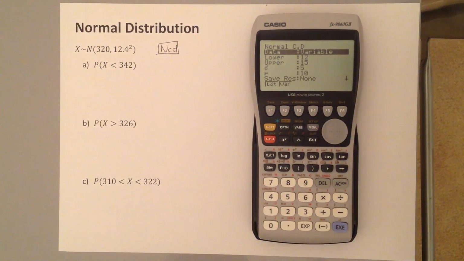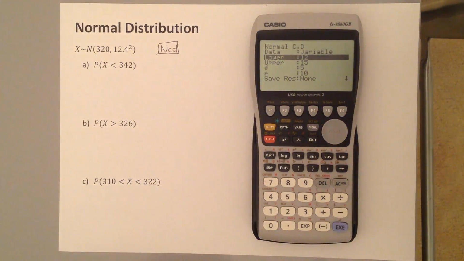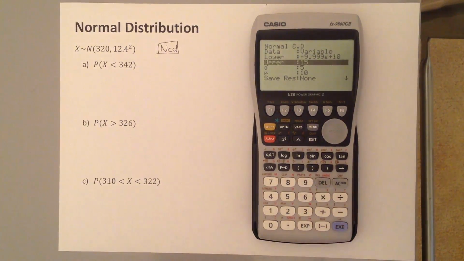So in this first question, we want the probability that x is less than 342. So that's anything from 342 downwards. So technically our lower bound will actually be minus infinity. Now we can't type minus infinity into the graphical calculator, so we just need to put in minus a big number. Easiest way to do this is minus and lots of nines. Our upper bound then will be 342. Our standard deviation is 12.4 and our mean is 320.